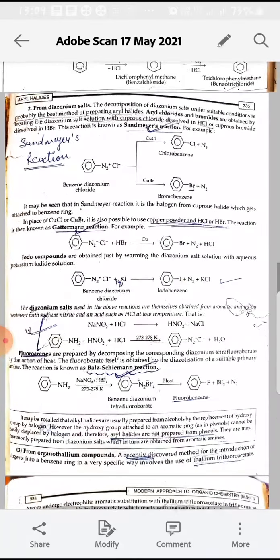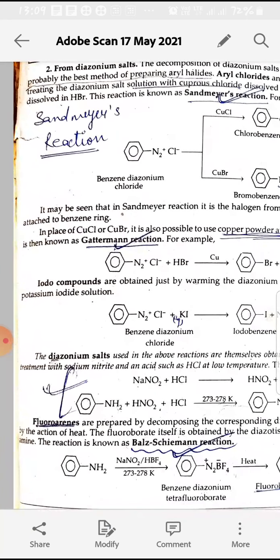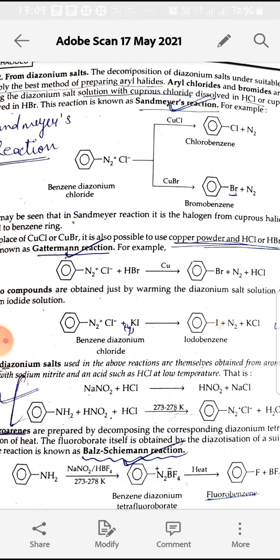So first we did this reaction; next, the second reaction, that is the Sandmeyer reaction, in which benzene diazonium chloride is reacted with cuprous chloride in HCl.